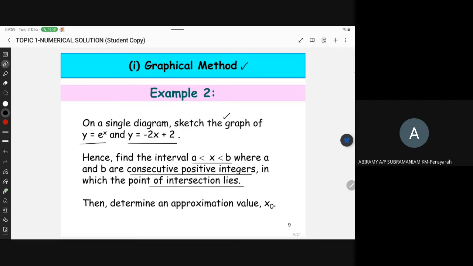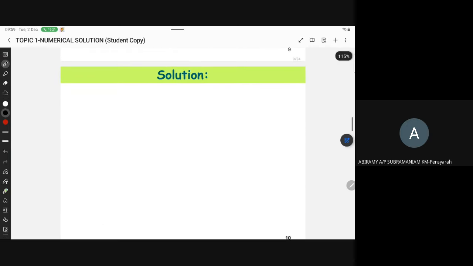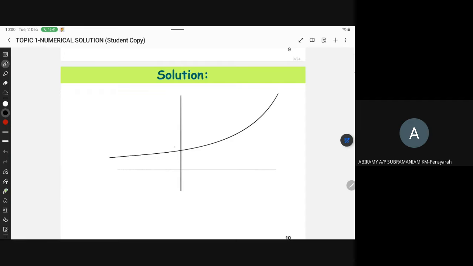Okay, so first we answer the sketching graph. First we sketch the graph of e to the power x and negative 2x plus 2. Okay, so now this is the graph of e to the power x, where it intersects at 1 and approaches 0. Now this is the graph of y equals e to the power x. Next, we are going to sketch the graph of y equals negative 2x plus 2.